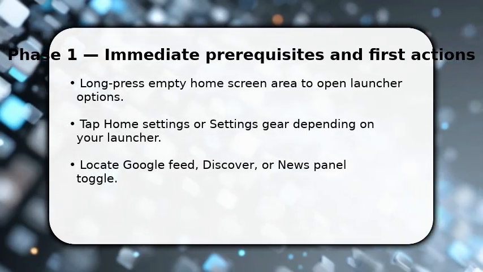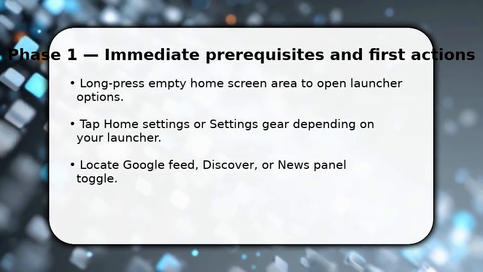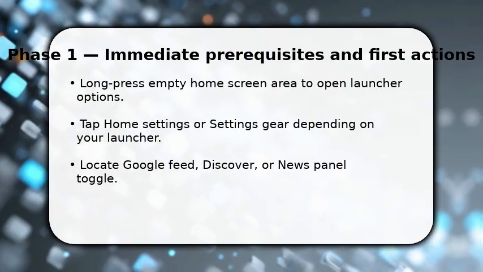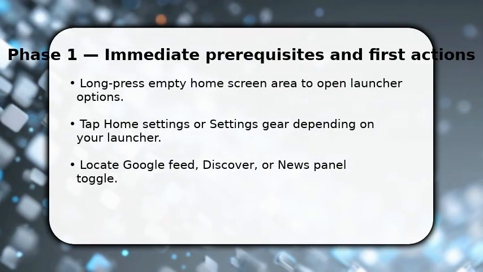You'll start by opening the launcher settings immediately. Long press any blank spot on your home screen to reveal options. Once the menu appears, choose Home Settings or the Small Settings gear because that's where the feed control lives.